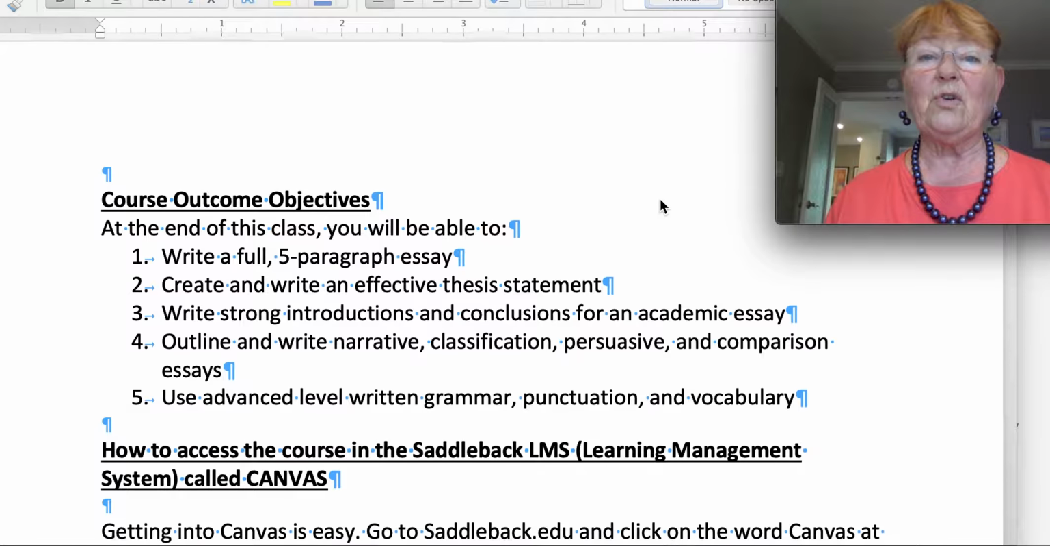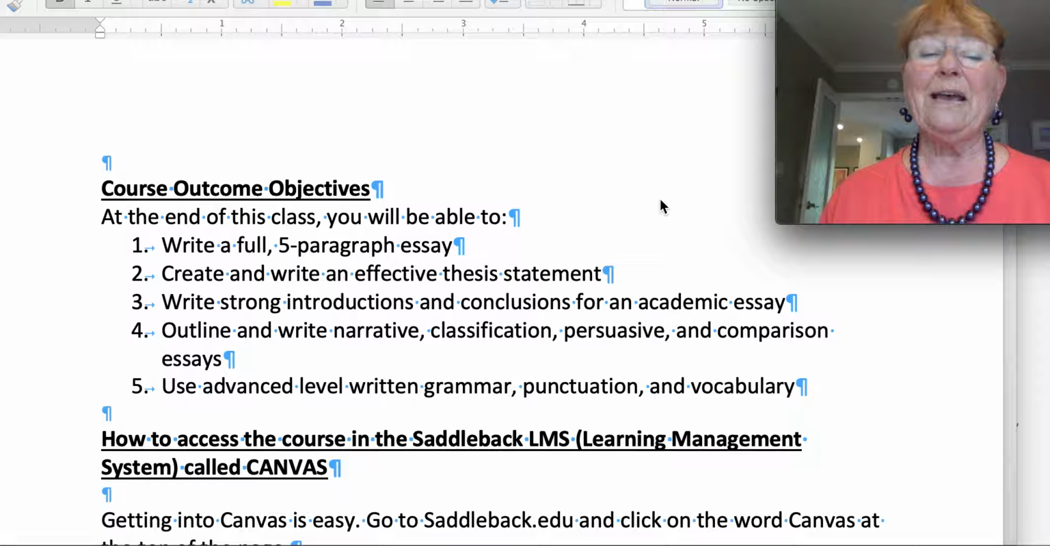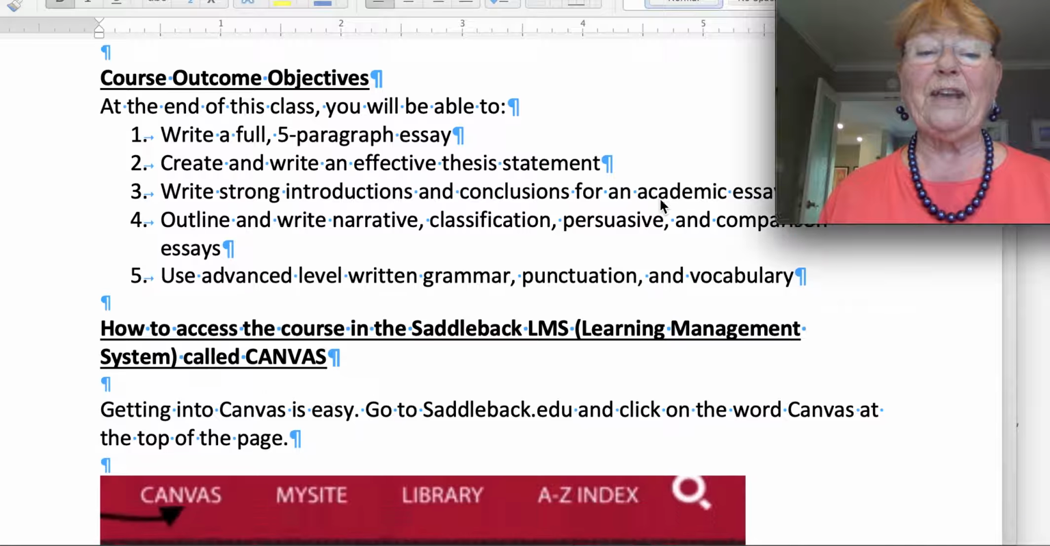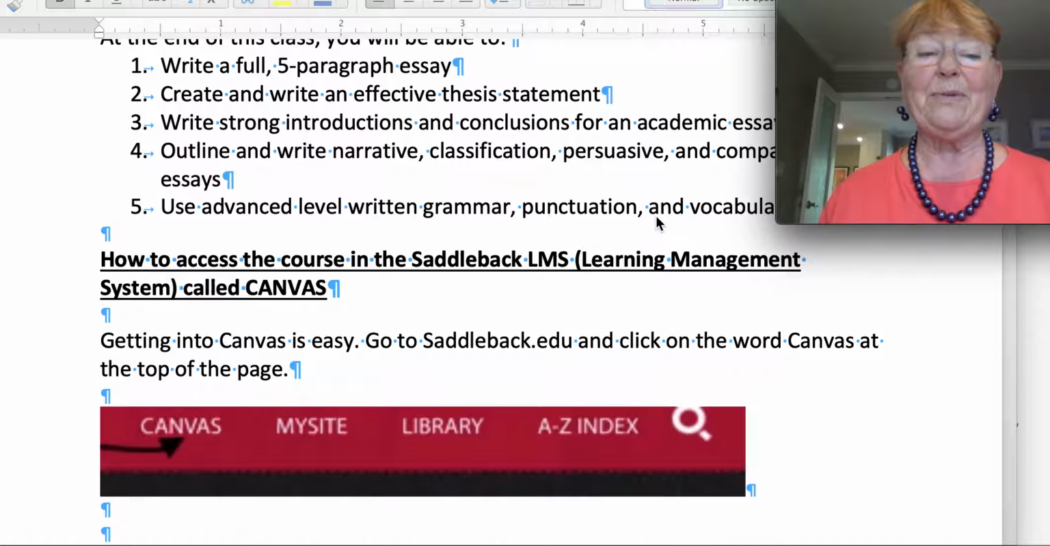Then going down to the course objectives, that means by the end of this class, you'll be able to write a full paragraph, a 5-paragraph essay, create something called a thesis statement, write strong introductions and conclusions for your essay. You'll be able to outline and write narrative essays, classification, persuasive, and comparison. You don't need to worry about that now, that comes later. And use advanced grammar and punctuation and vocabulary.